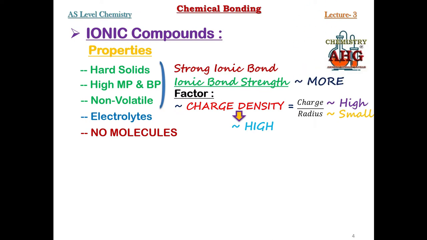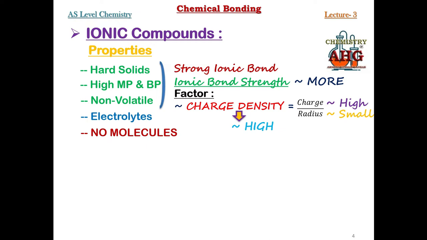strength. So this is the simple relationship that you must remember: charge density is high when the radius of an ion is small and charge is high, and when charge density is high, that ionic compound would have a strong ionic bond. Whenever ionic bond strength is more, that compound would have comparatively high melting and boiling point, and it would be non volatile.